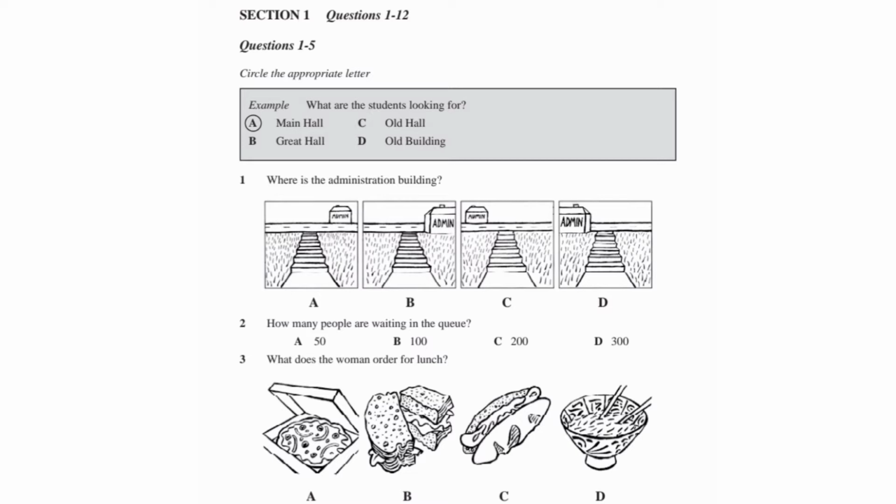Section 1. 2 students meet on the university campus. They start a conversation together. First, look at questions 1 to 5. For each of the questions, 4 alternatives are given. Decide which of the alternatives, A, B, C or D, best fits what you hear on the tape, and circle the appropriate letter.